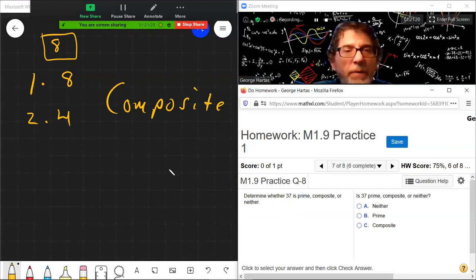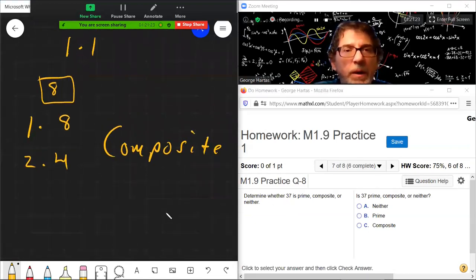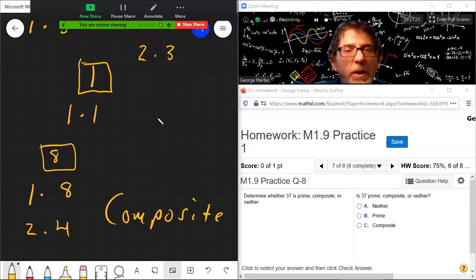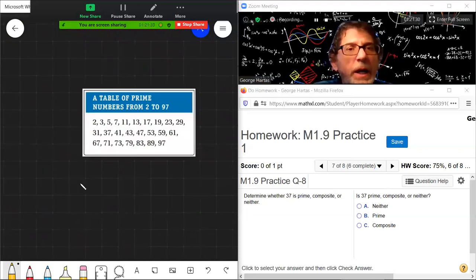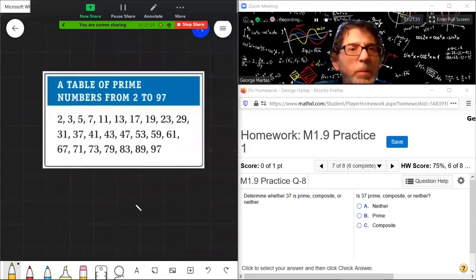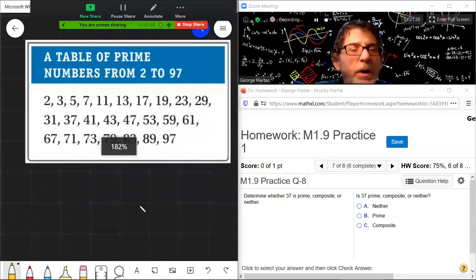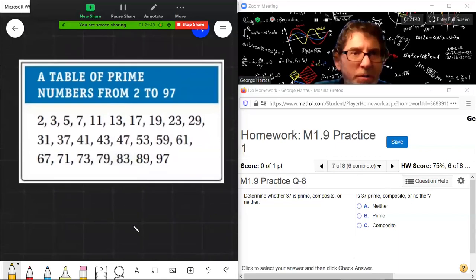All right, so now we have the number 37. Well, let's look at some prime numbers here. Now, there are an infinite amount of prime numbers. Okay, they just keep going on and on and on forever. Notice some patterns here. 2, believe it or not, is a prime number. It's the only even prime number.